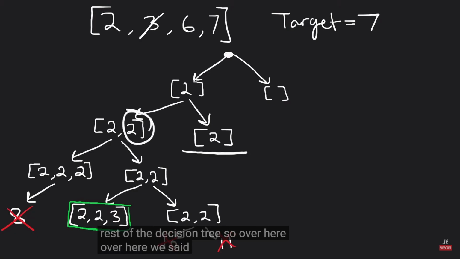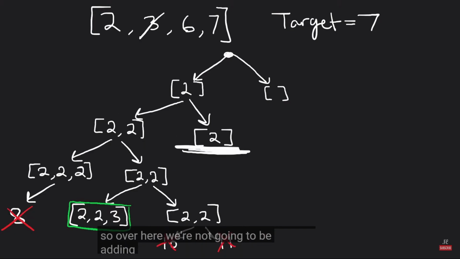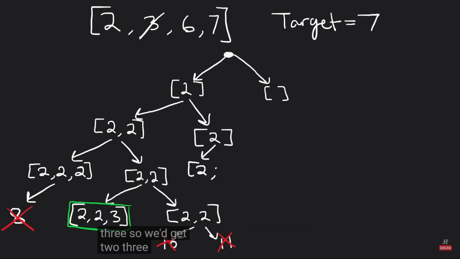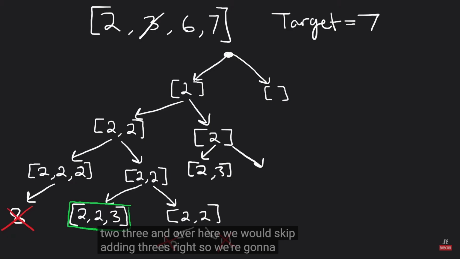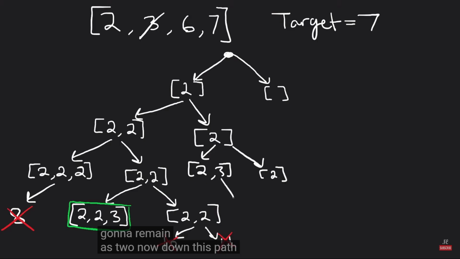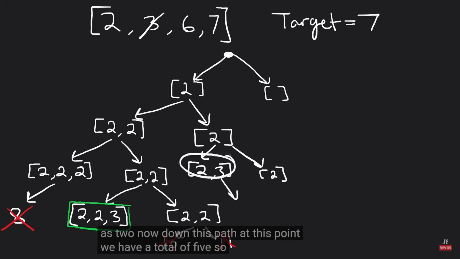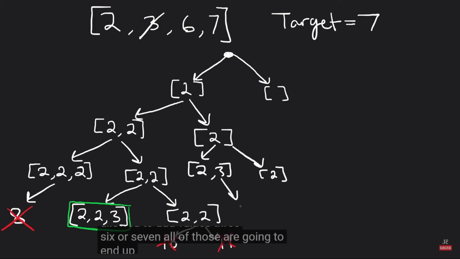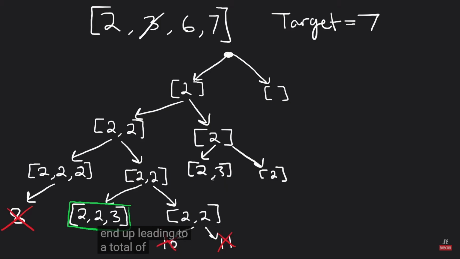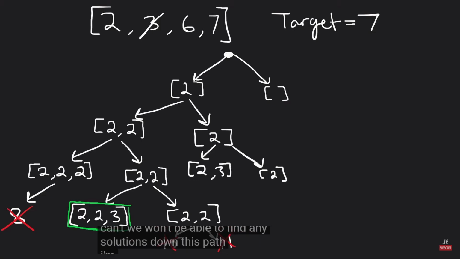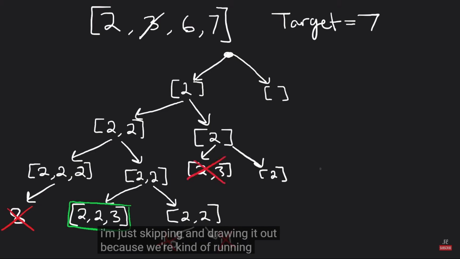So over here we said we added a second 2. So over here, we're not going to be adding any more 2s. So here we're going to add a 3. So we get 2, 3. And over here, we would skip adding 3s, right? So we're not going to add any more 3s. This is going to remain as 2. Now down this path, at this point, we have a total of 5. So we're only allowed to add values 3, 6, or 7. All of those are going to end up leading to a total of greater than 7. So we won't be able to find any solutions down this path. I'm just skipping and drawing it out because we're kind of running out of room.